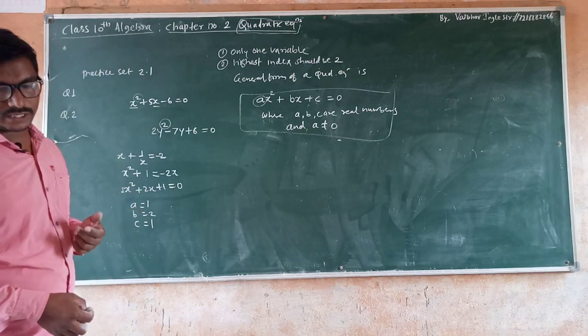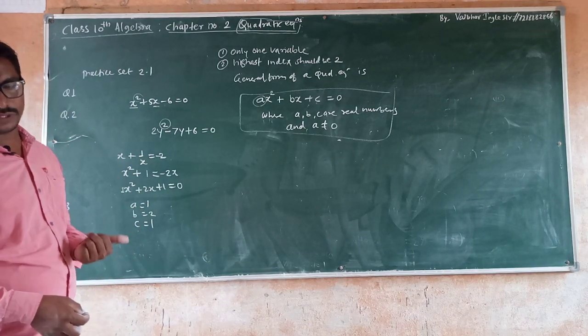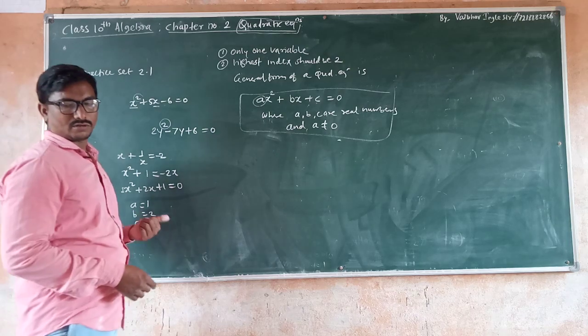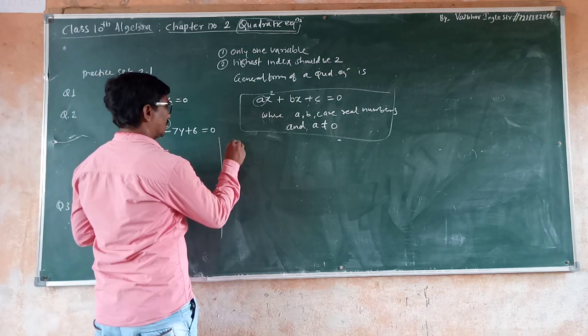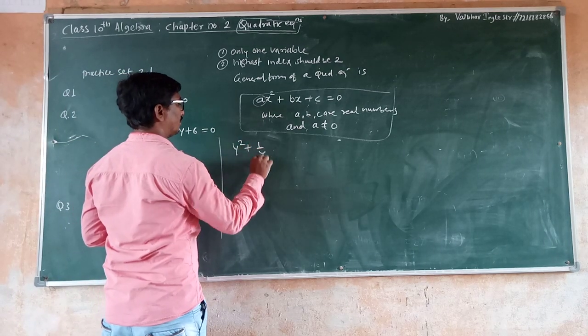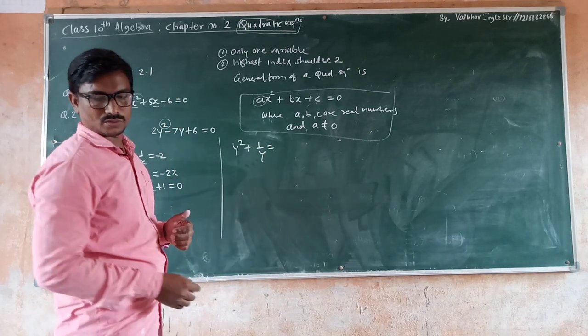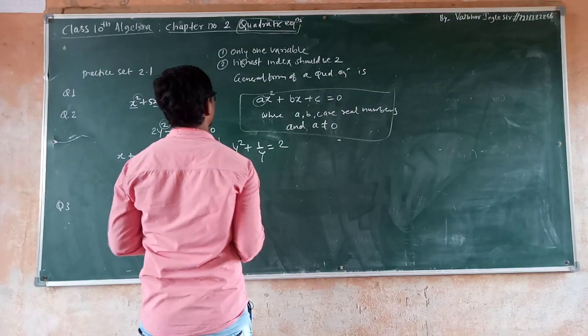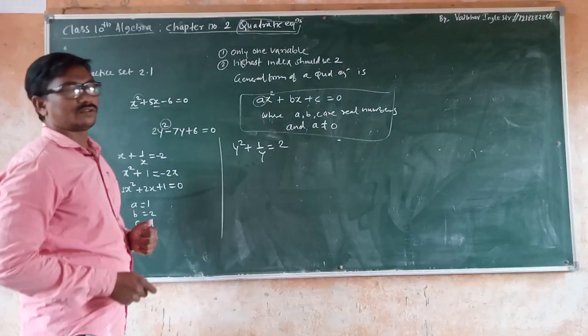We'll again go for another equation and decide whether the given equation is a quadratic equation or not. There is another example, y square plus 1 by y is equal to 2, and you have to decide whether this is a quadratic equation or not.